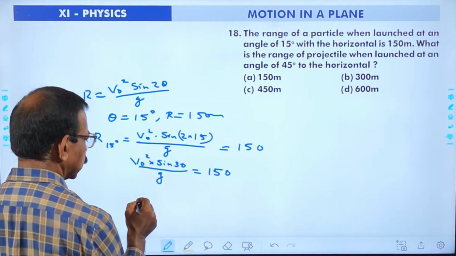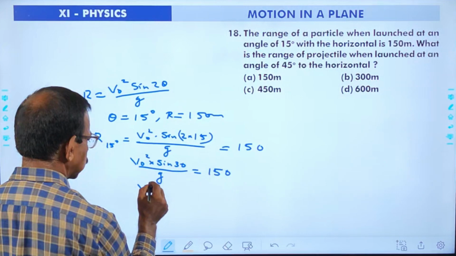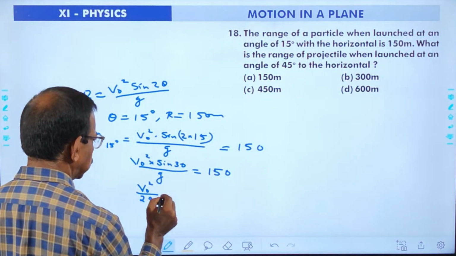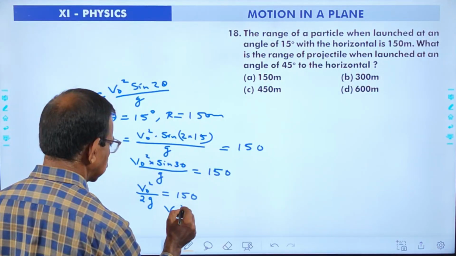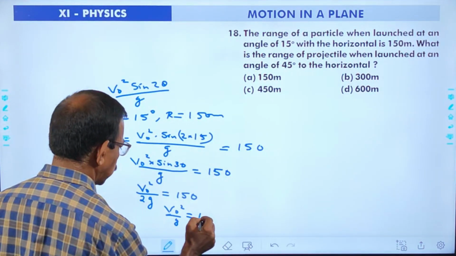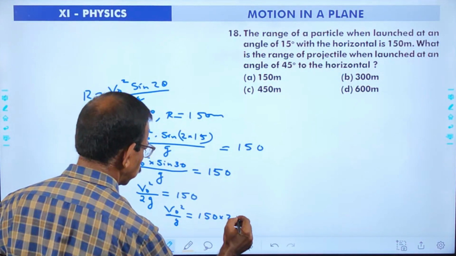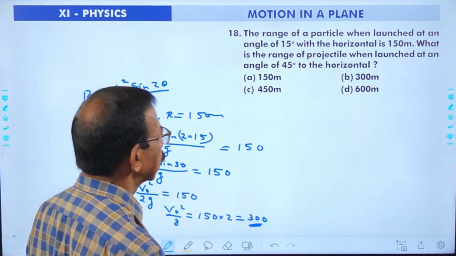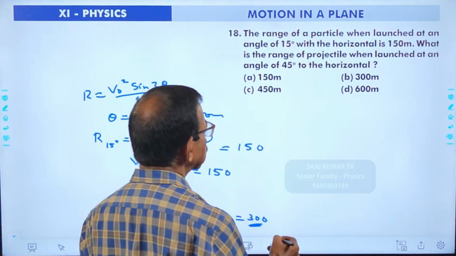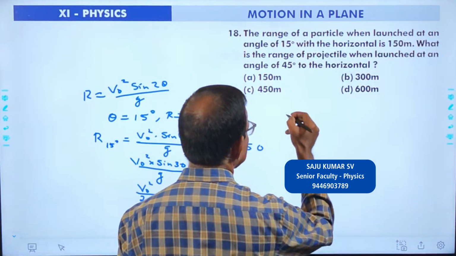You know sine 30 is 1 by 2. V0 square by 2G equals 150. Am I right like this? V0 square by G equals 150 into 2, equal to 300. Then we have a question. How much will be the range if projected at 45 degree?